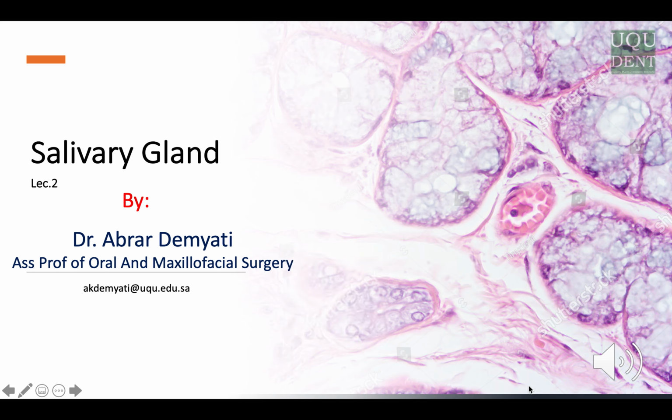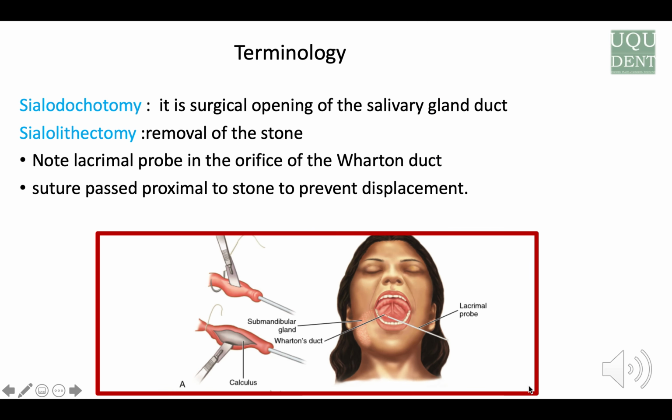This is the second lecture of the salivary gland. Before we continue in the salivary gland disorders, let's review some of the terminology. So what does sialoductomy mean? It's a surgical opening of the salivary gland duct. Sialo is the salivary, ducto is the duct, otomy is the opening.